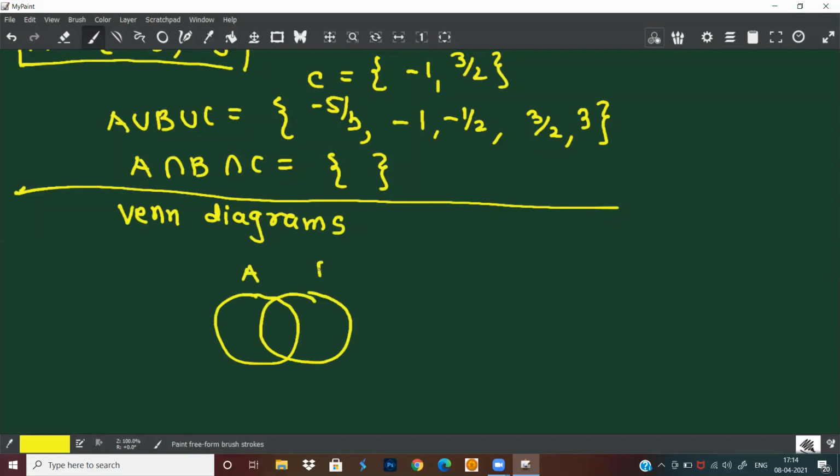This is A, this is B. This part is there in A and not in B. That is A intersection B dash. This part is common in both, A and B. This is there in B and not in A. Yes, I can show you the question better.